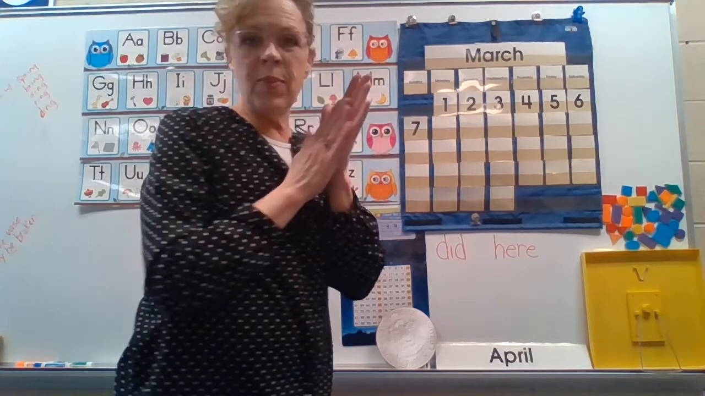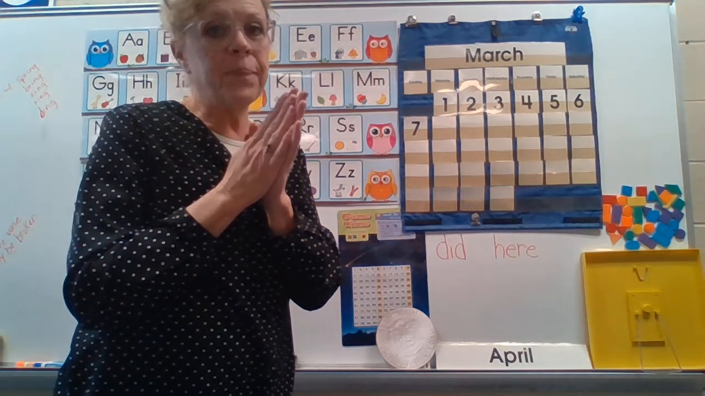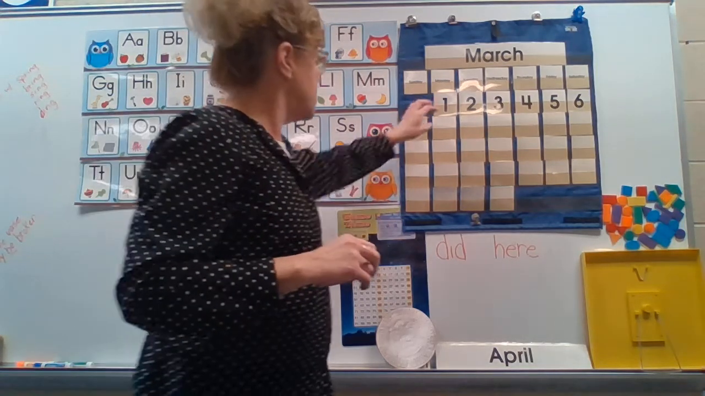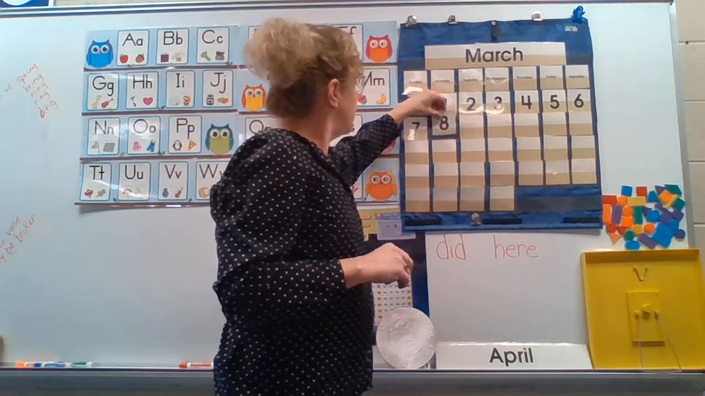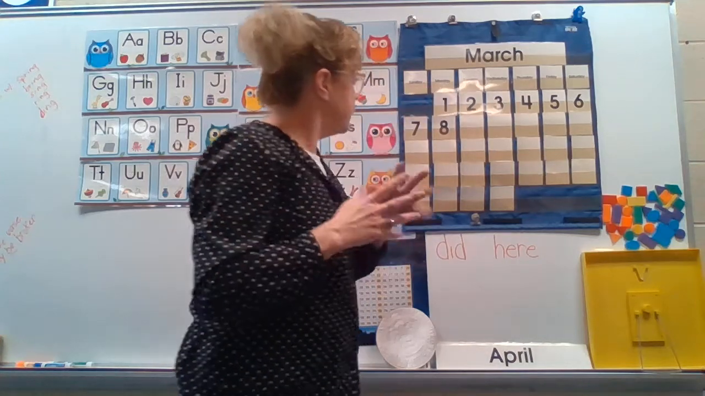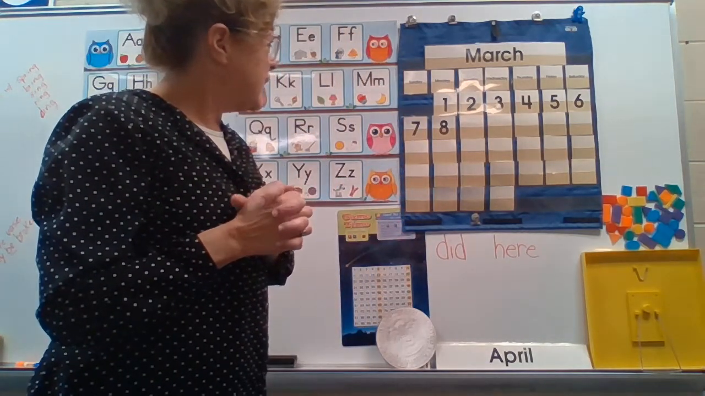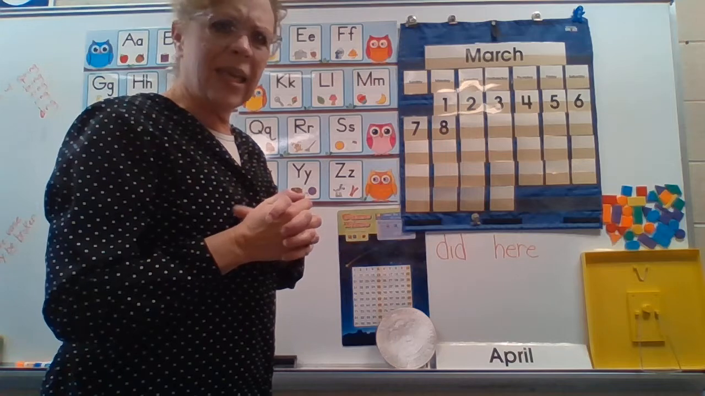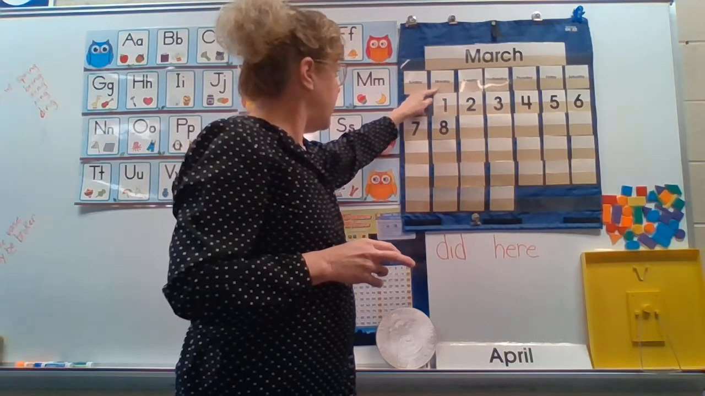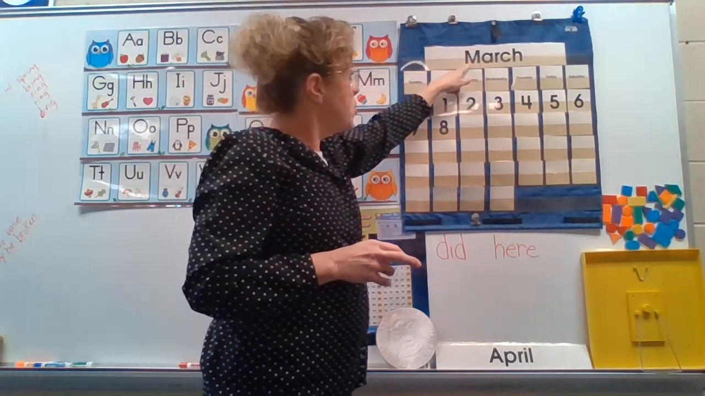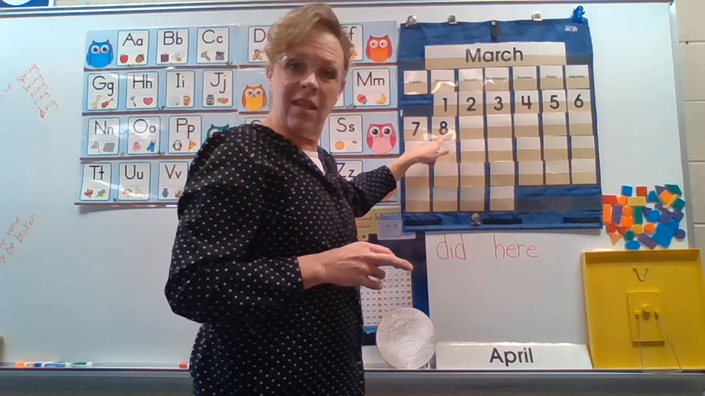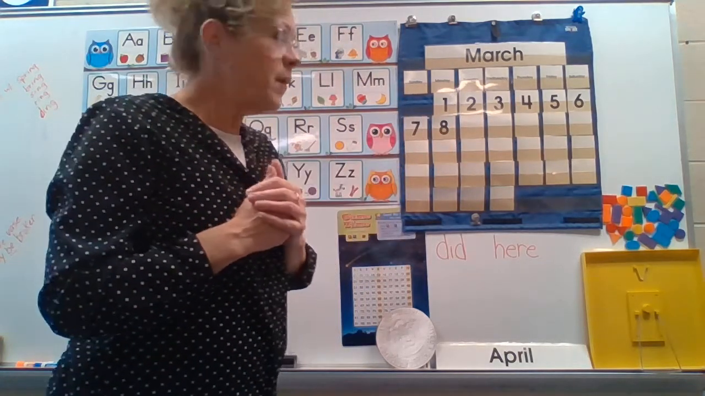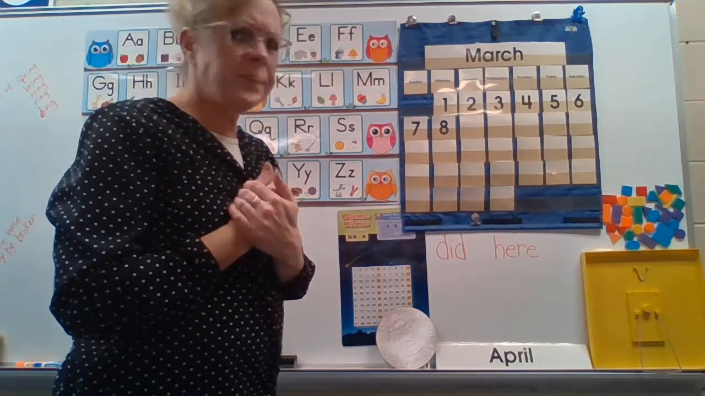What number would you expect to see after 7? That's what I would expect to see. It is 8. All right. Let's say the date together. Today is Monday, March 8th, 2021.